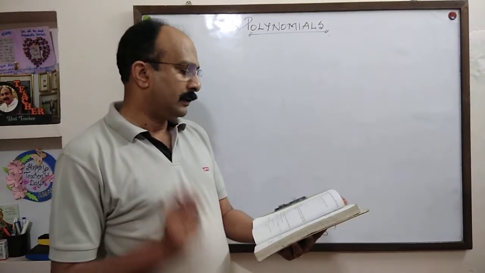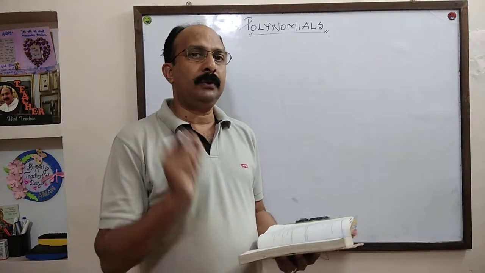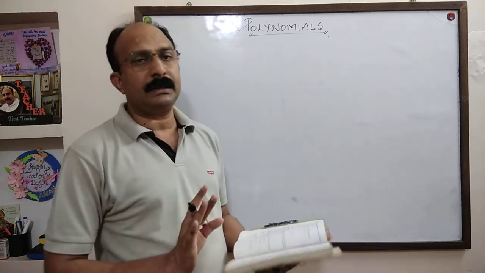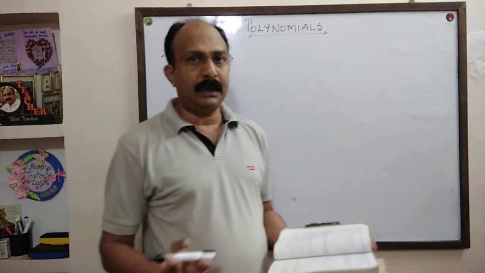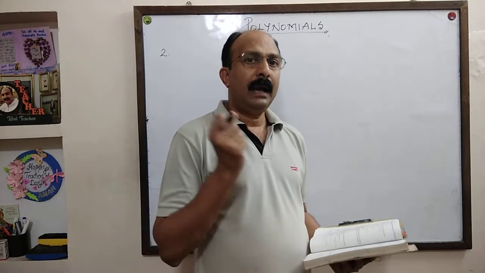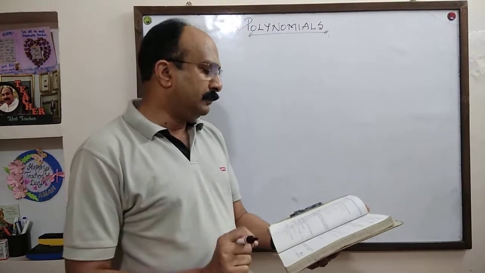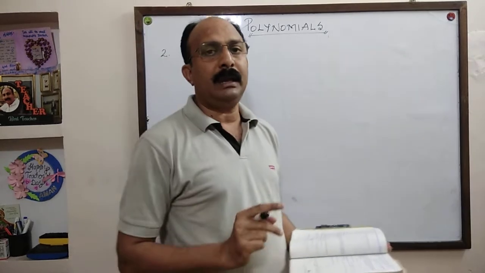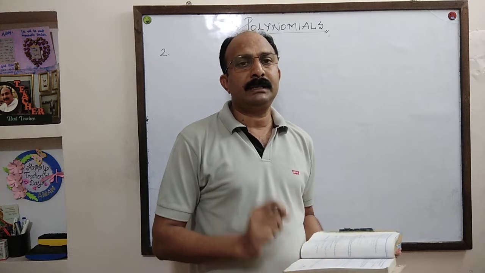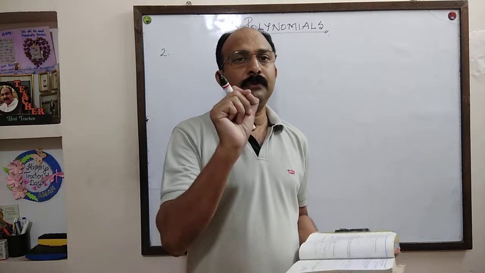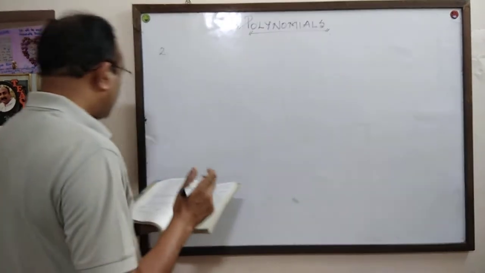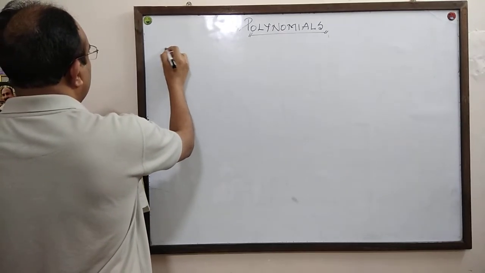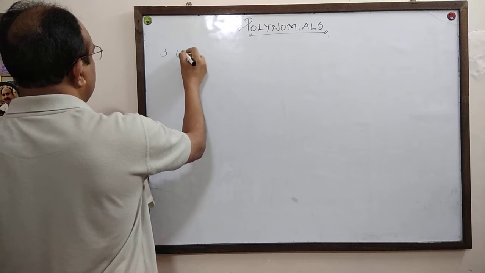You are asked to find the value of k if x minus 1 is a factor of P(x). Four polynomials are given, and it is also given that x minus 1 is a factor of each polynomial. Then find the value of k. In each polynomial P(x), there is a k, so we have to find the value of k. First one. This is question number 3.